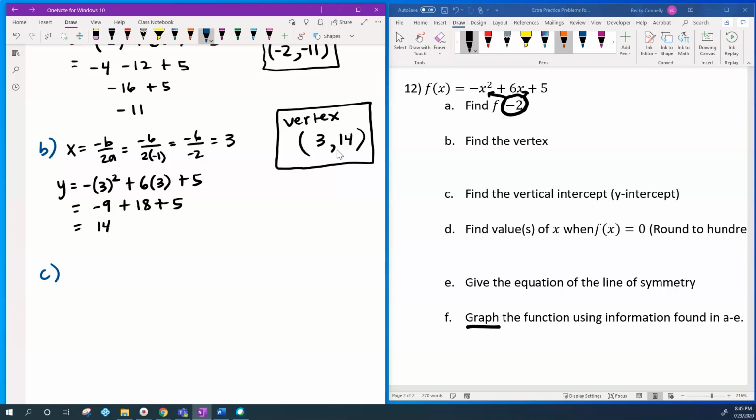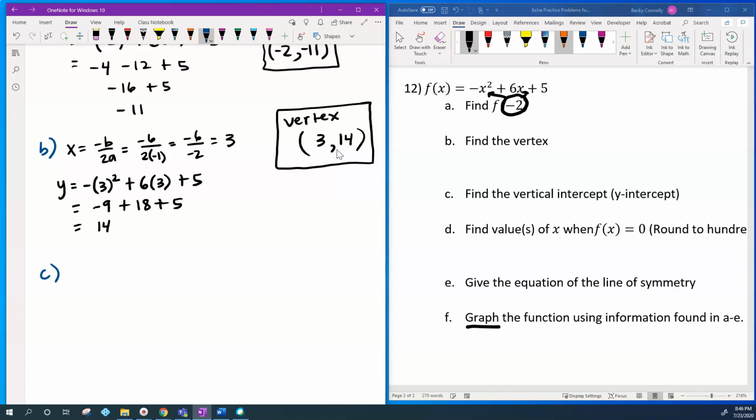Okay, and then part C. I don't know if you guys noticed, but on some of your homework questions, sometimes it said find the vertical intercept, and that really meant the y-intercept. I want to make sure that's clear: if it says vertical intercept, it means the y-intercept, right?